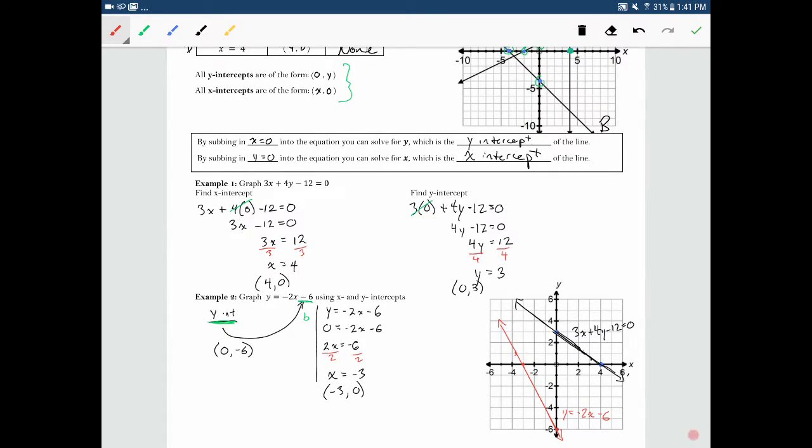But specifically with the standard form, often that can be a much faster and easier way to do it.